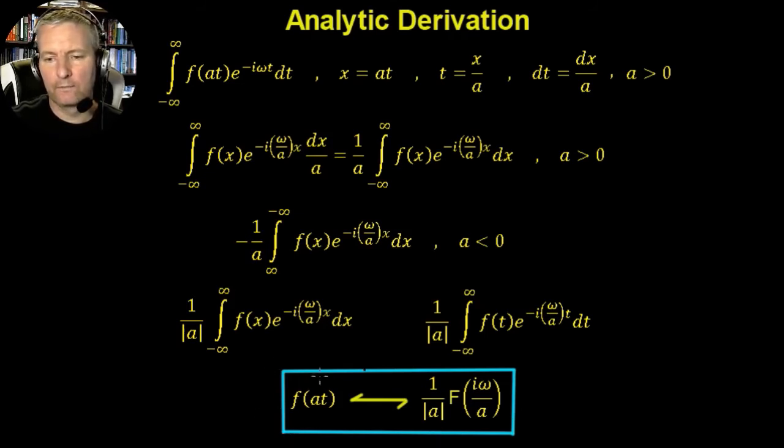The Fourier transform of a scaled function in time is equal to 1 upon the modulus of the scaling factor times the Fourier transform of the function divided by that scaling factor.